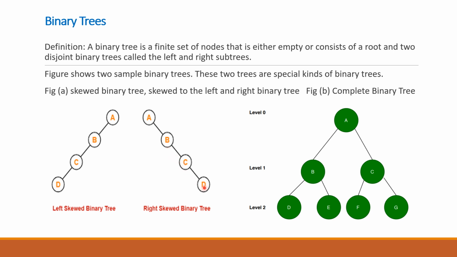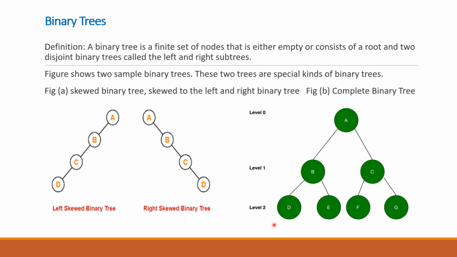This is also called the right skewed binary tree. Then figure B is the complete binary tree. At level 0, node A is the topmost node. Below it, at level 1, are B and C. So it is full and complete.